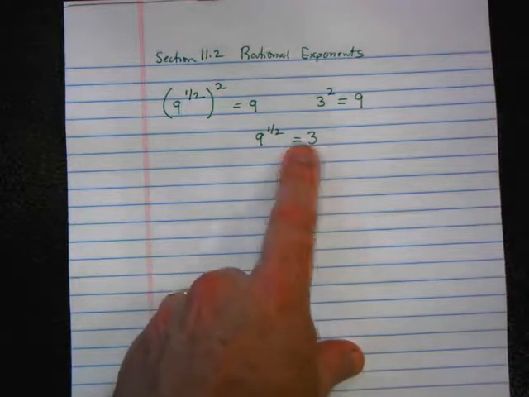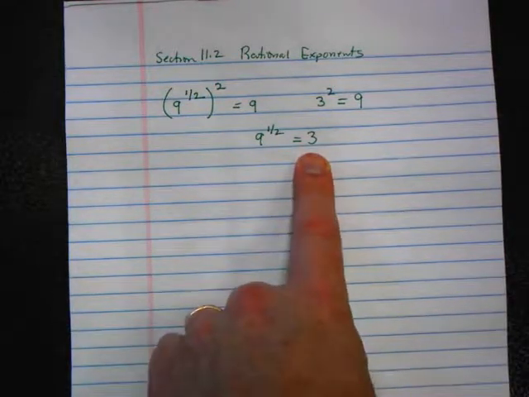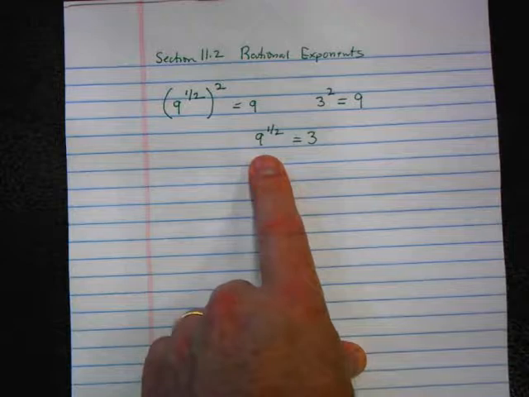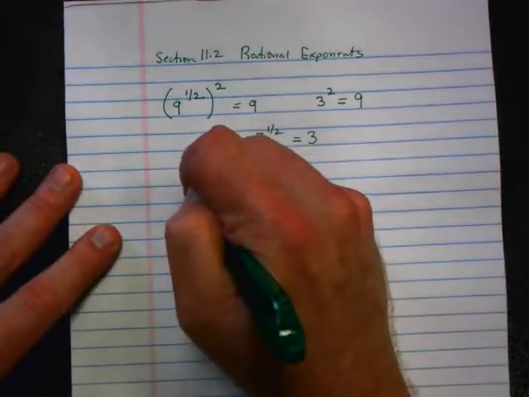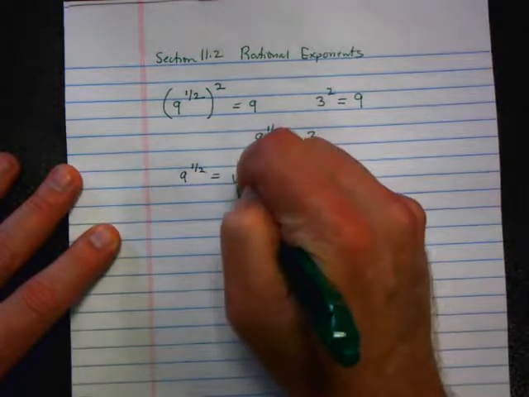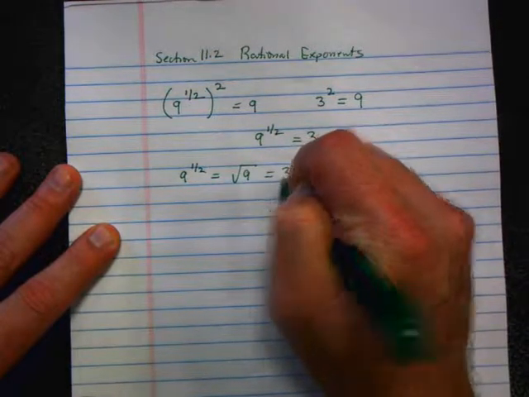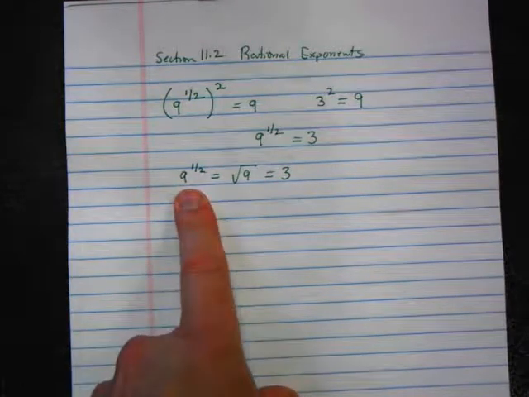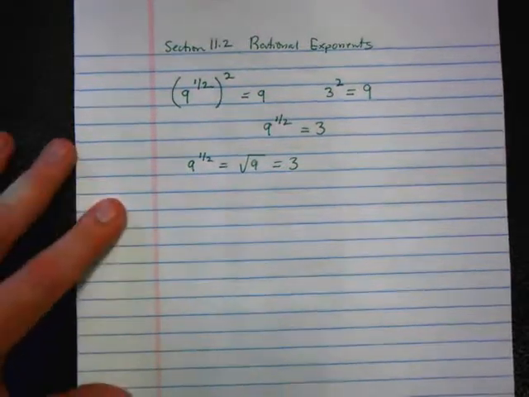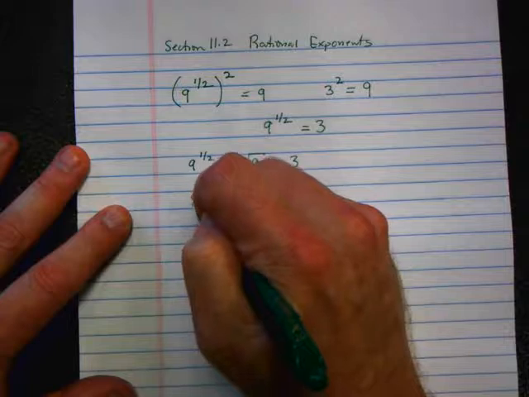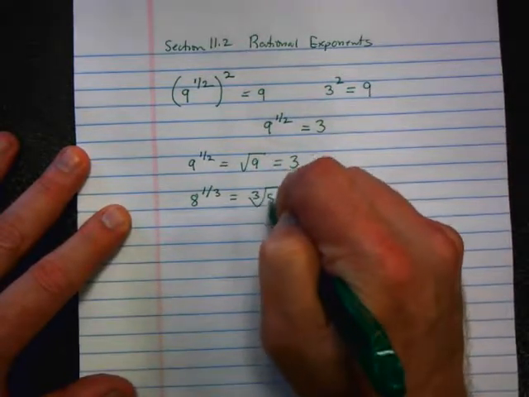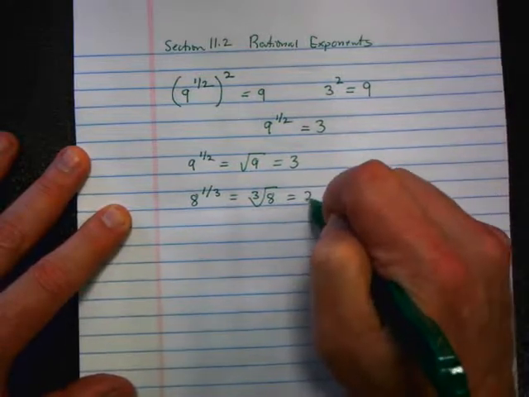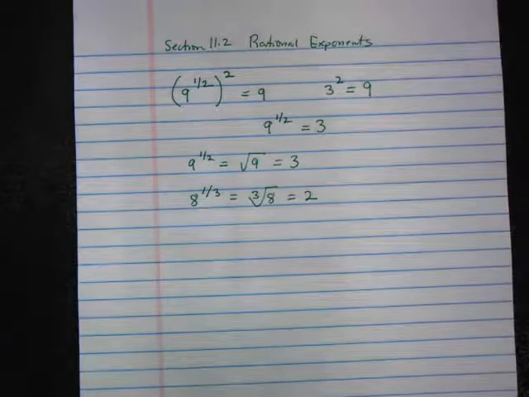So how are 9 and 3 related? 3 is the square root of 9. So 9 to the 1/2 is the square root of 9, which is 3. So if I gave you 8 to the 1/3, absolutely, that would be the cube root of 8, which is 2. So fractional powers make roots.